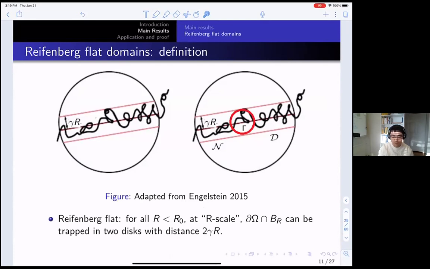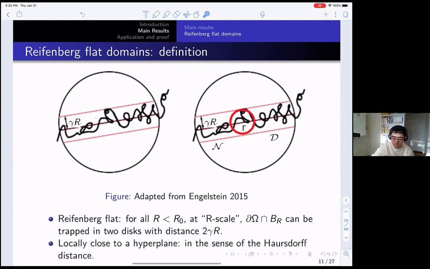Reifenberg flatness, or local flatness in some literature, means that at all scales smaller than R0, if we look at the boundary inside a ball B_R, where the ball has its center at the boundary, then this part of the boundary inside the ball can be trapped between two hyperplanes at distance 2 gamma R. These two hyperplanes are pretty close to each other. This definition is interesting for gamma very, very small, so the boundary is really very close to a hyperplane in the sense of Hausdorff distance.